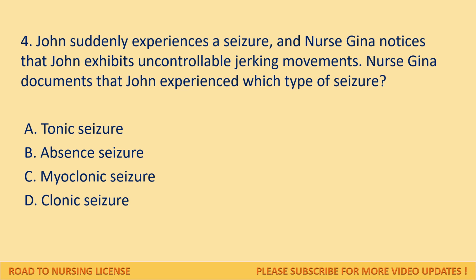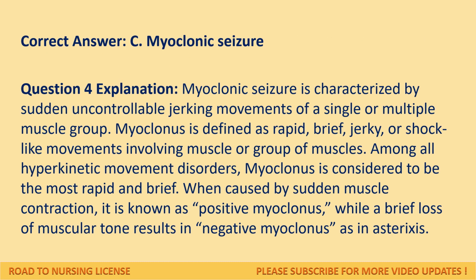Question 4. John suddenly experiences a seizure, and Nurse Gina notices that John exhibits uncontrollable jerking movements. Nurse Gina documents that John experienced which type of seizure? A. Tonic seizure. B. Absence seizure. C. Myoclonic seizure. D. Clonic seizure. Correct answer, C. Myoclonic seizure.